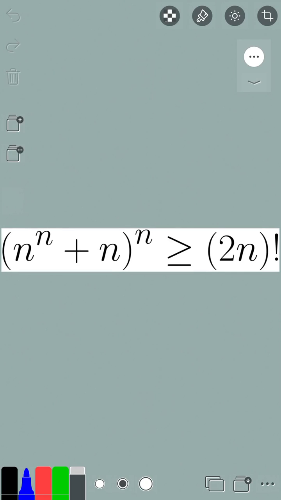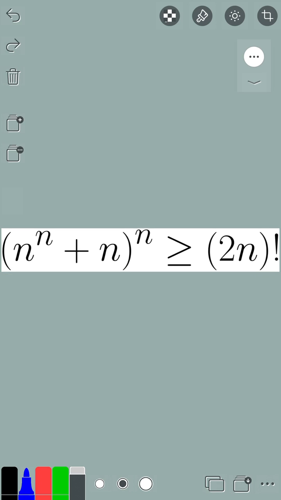Hello, this is Divigati Math, and in this video we're going to prove this inequality: n to the nth power plus n, in parentheses, to the nth power is larger than or equal to 2n factorial.